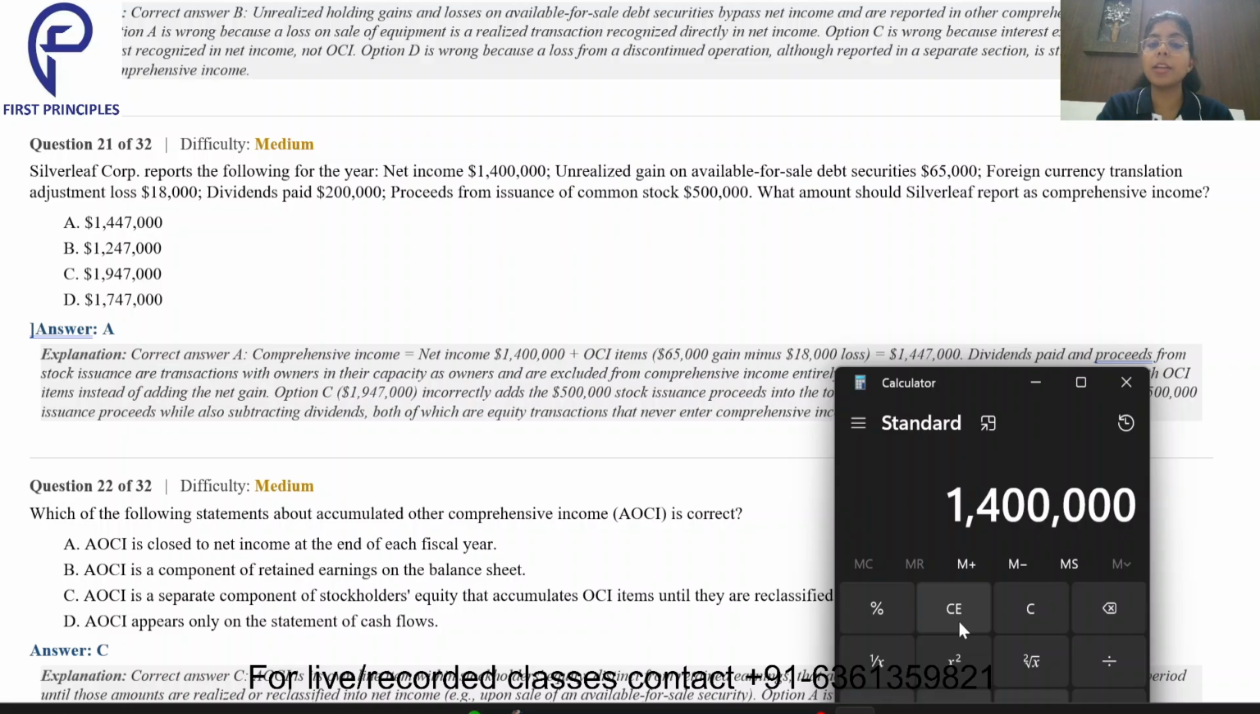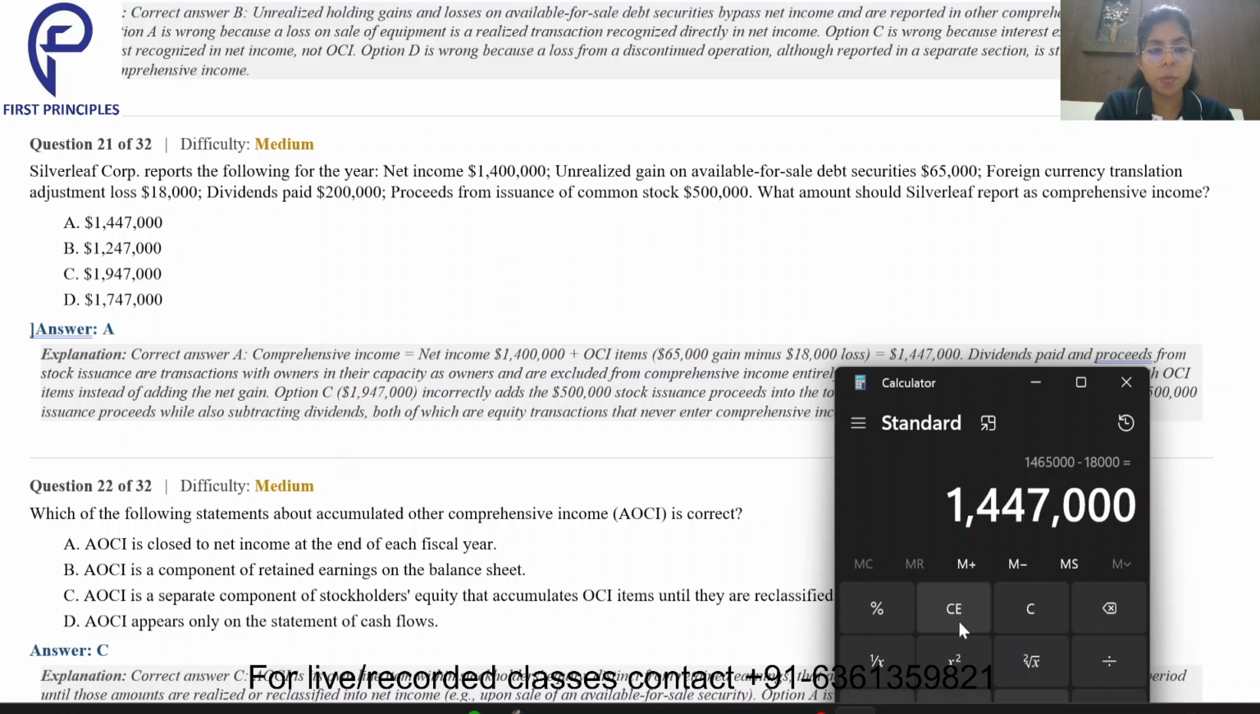Then unrealized gain on available for sale debt securities. Is this a part of comprehensive income? Yes, this is a part of other comprehensive income. So this 65,000 is a gain, so it should be added. Then foreign currency translation adjustment loss. This loss should be reduced. Why? Because this should be recorded in other comprehensive income.